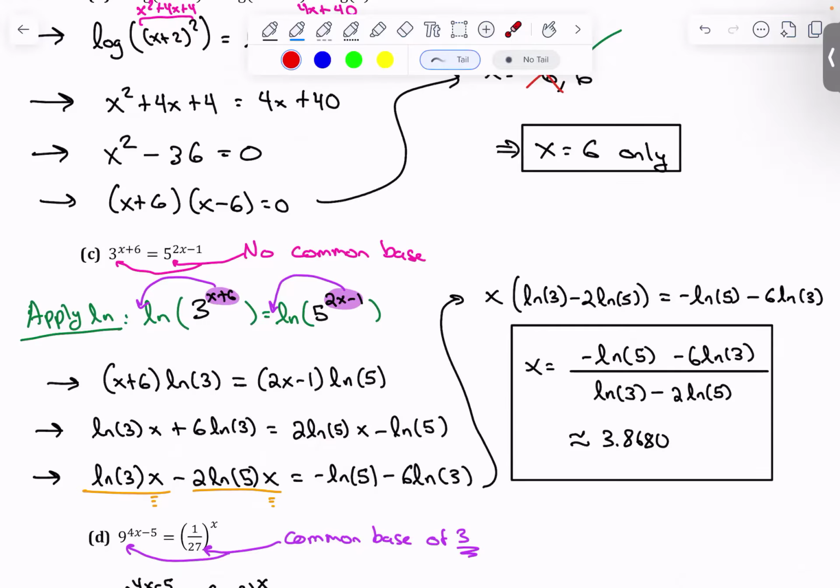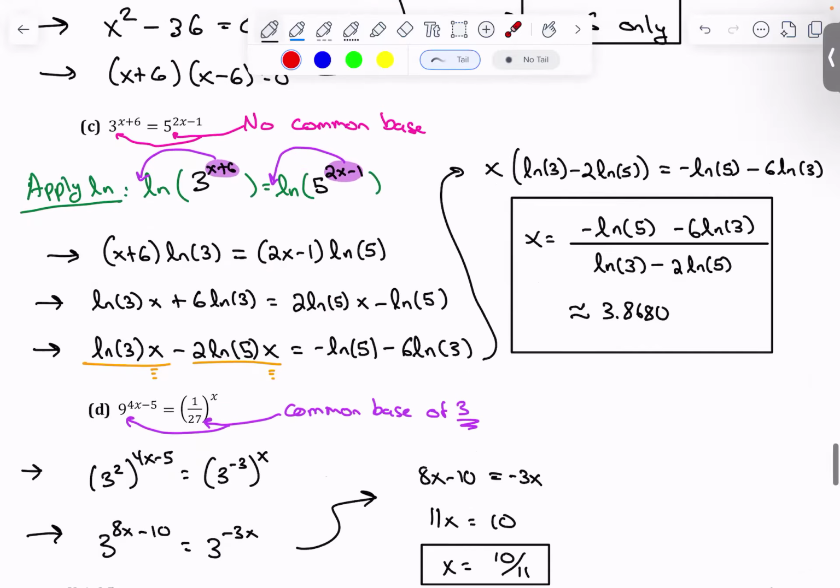Now, if you decide to check your work, just to reiterate, it's really, really difficult to plug this into your calculator in the exponents. Writing this in your calculator, 3 arrow parentheses, negative ln of 5 minus 6 ln of 3, end parentheses, divided by, it's a lot of work. It's not worth it.